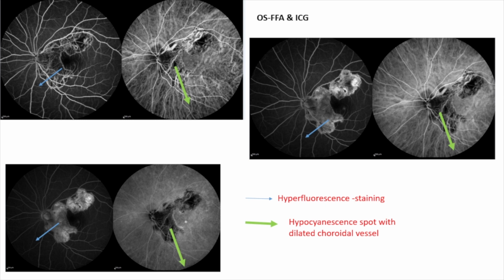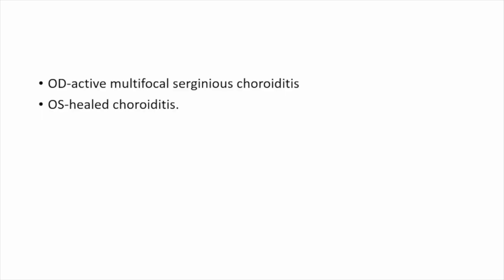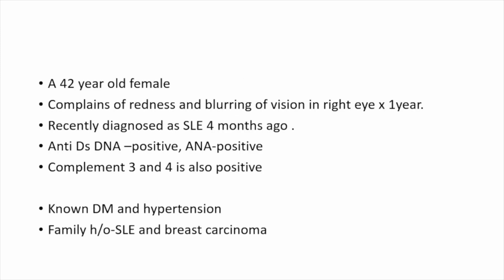The choroidal vessels, the large choroidal vessels, are not affected in serpiginous, so you might not see anything there. It just tells you the whole area where the overlying RPE is gone. So two things you can see, RPE and choriocapillaris health, in the late phases. So the right eye was active multifocal serpiginous choroiditis, left eye was healed choroiditis.